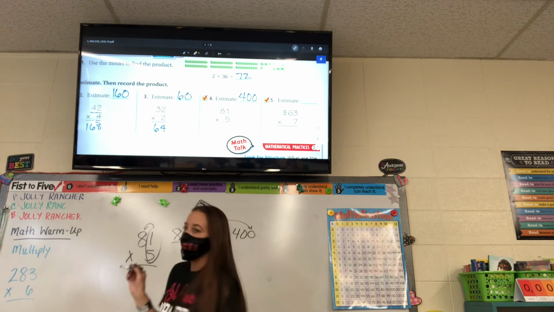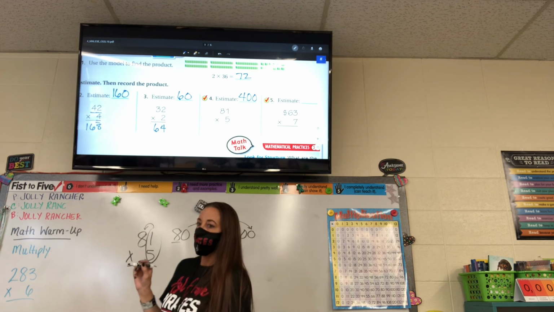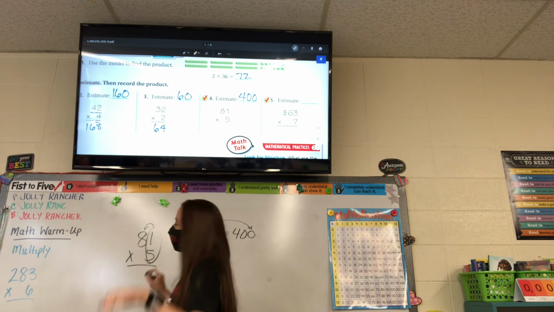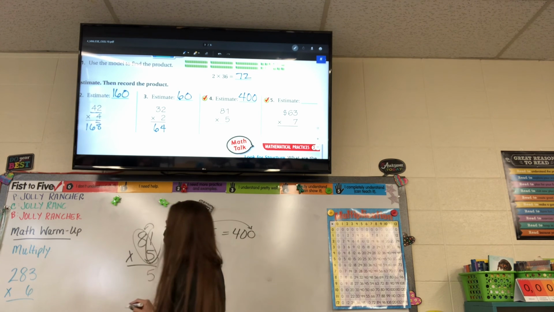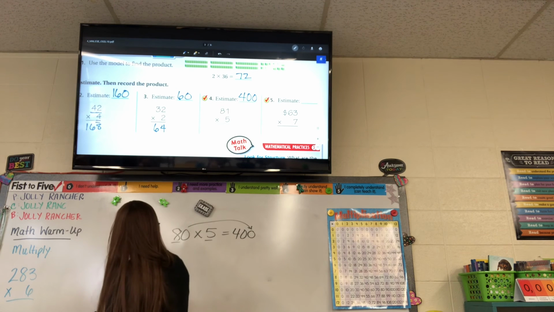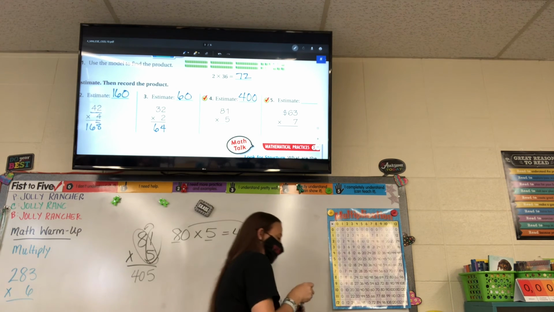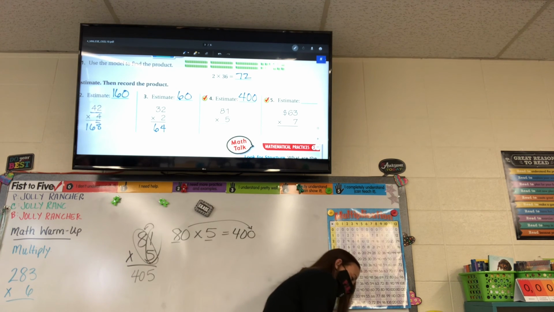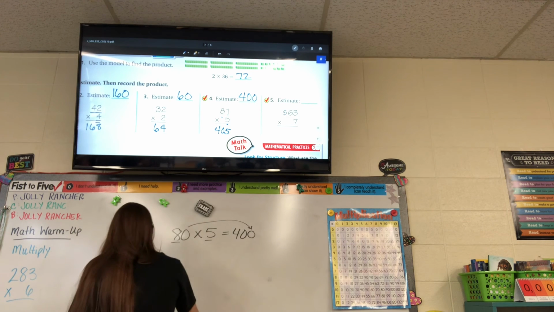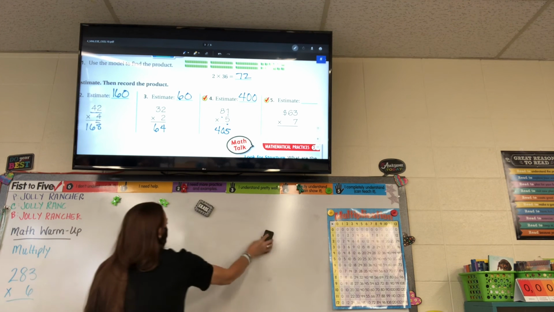5, and then what do we multiply? Sophie? 8 times 5, 5 times 8. There you go, 5 times 8, which equals 40. 405. Good job. So we did 5 times 1, which is 5. And then we did 5 times 8, which is 40. And so all together, it equals 405. So we have 5 off.